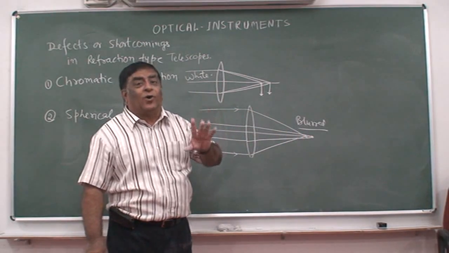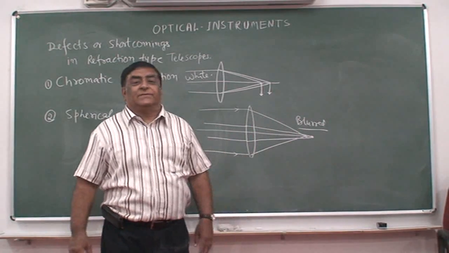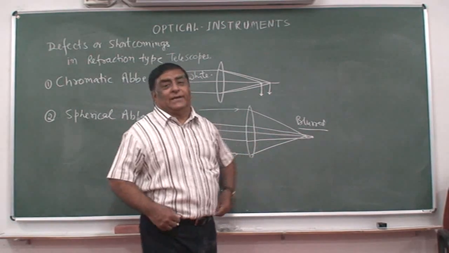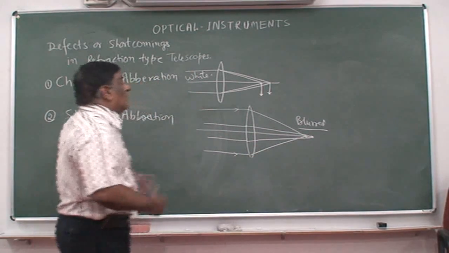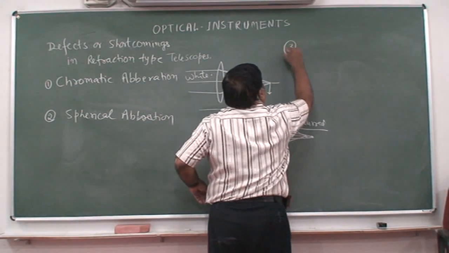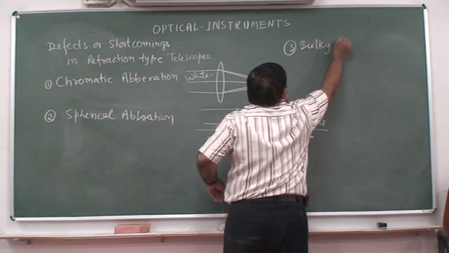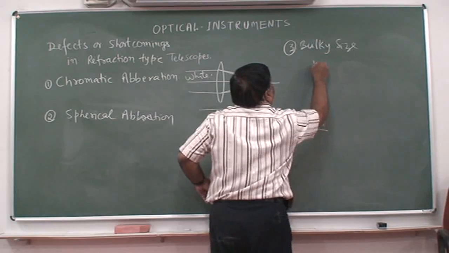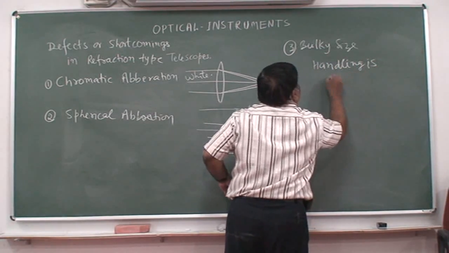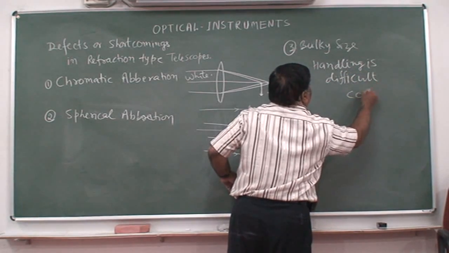And when there is a question of telescope or microscope, this makes a lot of difference. It should be very, very sharp. And it is not here. Okay, what is the other problem? There is a third problem, that is bulky size. Handling is difficult, costly.